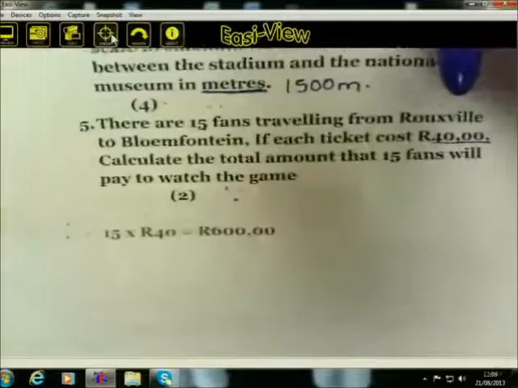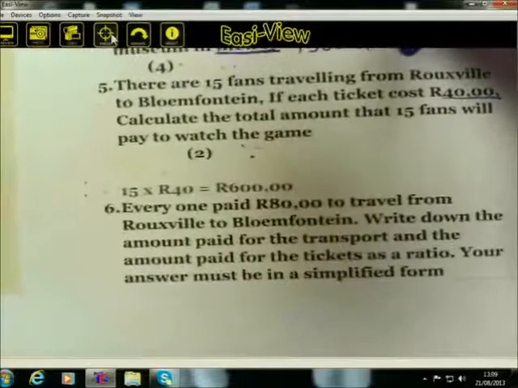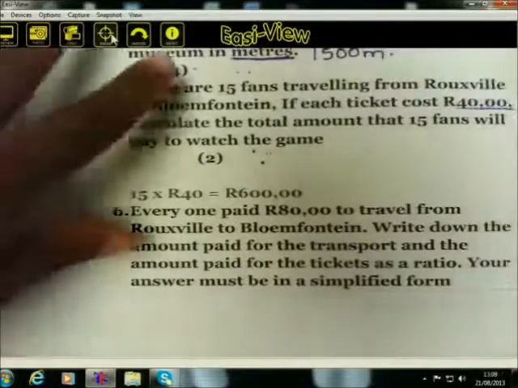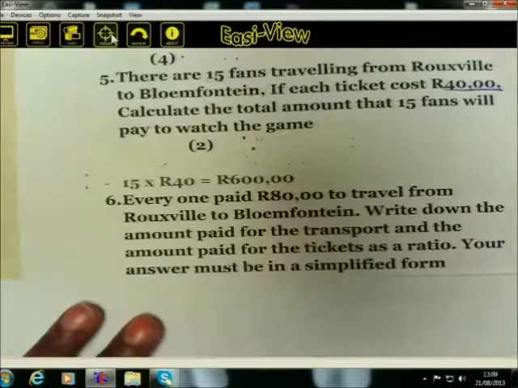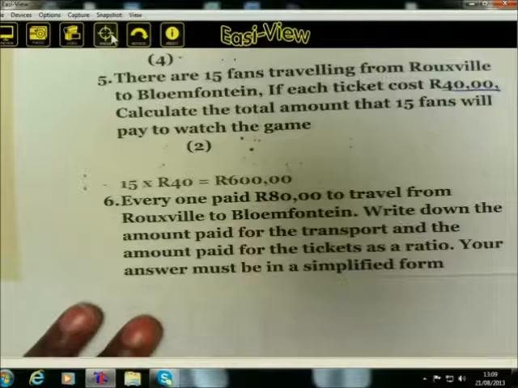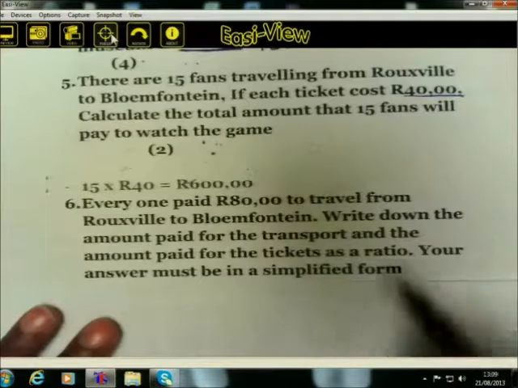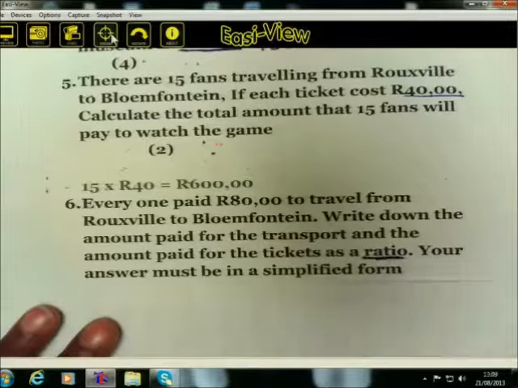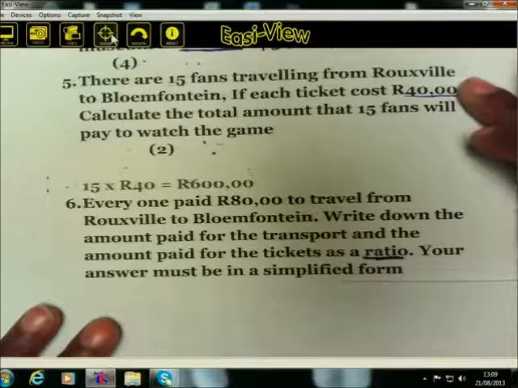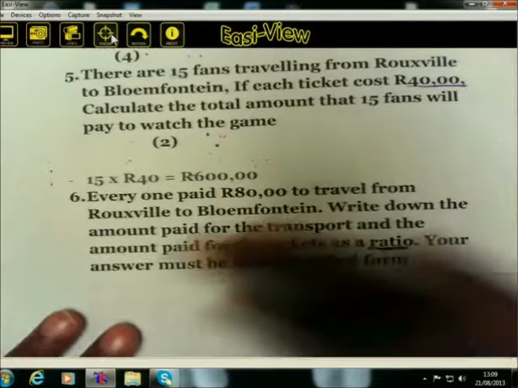The next question again, which may be from basic calculations. Everyone paid 80 rand to travel from Rouville to Bloemfontein. Write down the amount paid for the transport and the amount paid for the tickets as a ratio. Very important, basic calculations. So your answer must be in a simplified form.